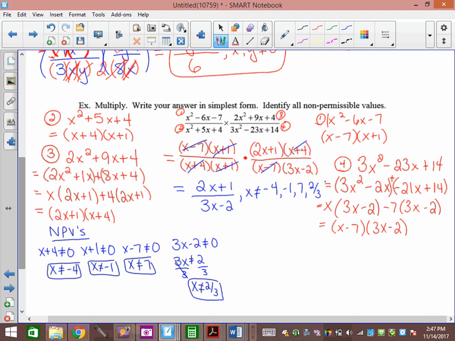2x plus 1 over 3x minus 2. No. x plus 4 is attached. The only way it's going anywhere is if there's an x plus 4 on the top. Like x plus 4 is like u.